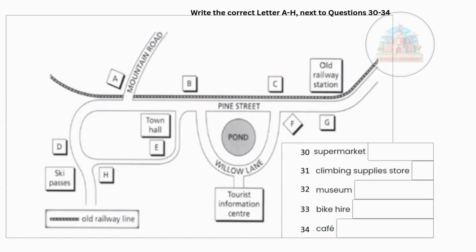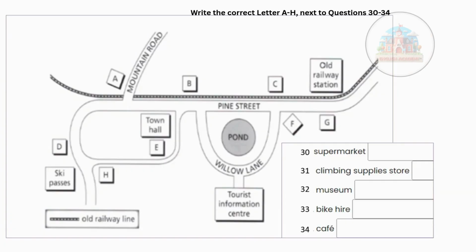Then keep walking and go up Mountain Road on your right until you come to the next turning on the left. Head down there and you'll come to the climbing supplies store. If you get to the small building that sells ski passes, you'll know you've gone too far.